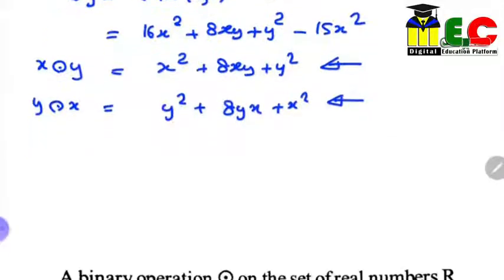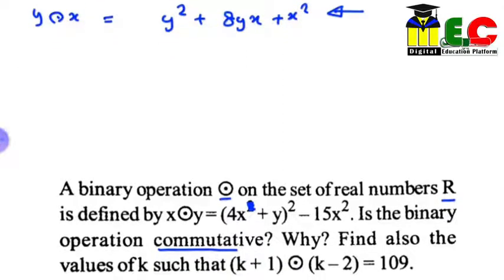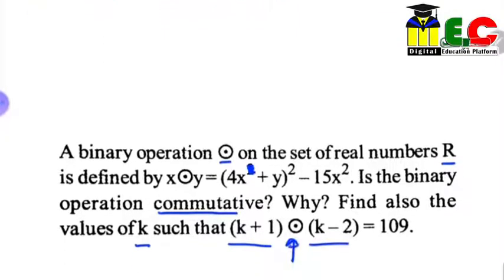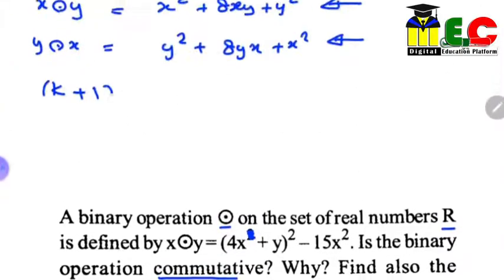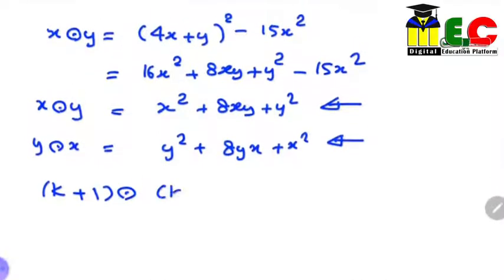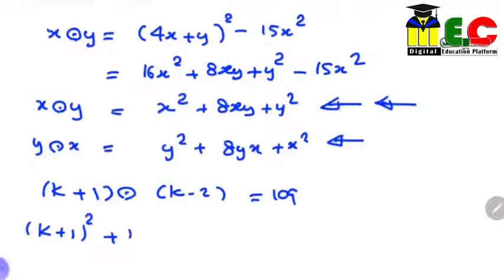Now find also the value of k such that k plus 1 dot cycle k minus 2 equals 109. Substituting into the equation, x becomes k plus 1, and y becomes k minus 2.